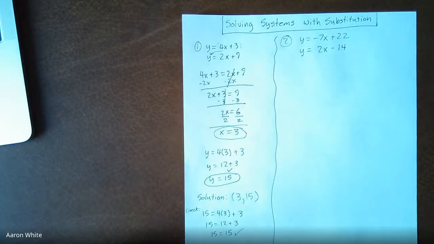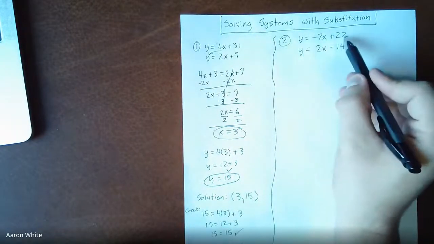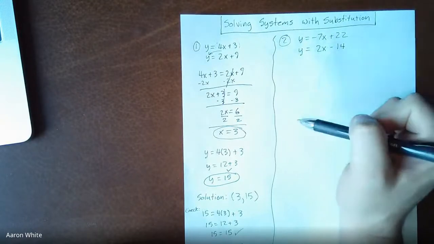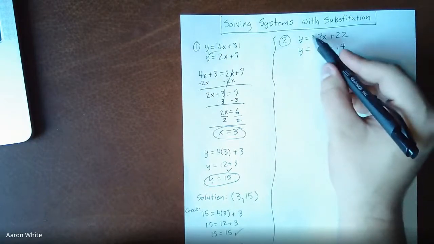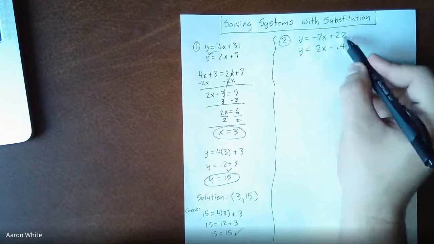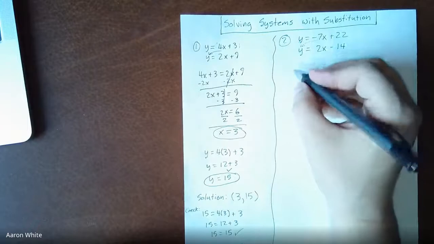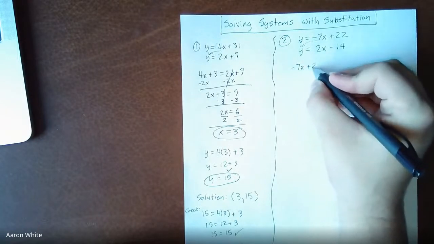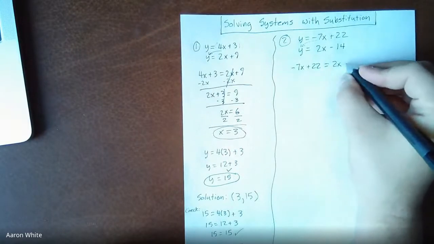All right, so to solve this problem, again, we're using the same method of substitution. We know that y equals this stuff and y equals this stuff. So we know that these two quantities must be equal to each other. That's essentially saying if y equals all of this stuff, we're plugging all of that stuff in for y here, or vice versa. And so what we'll end up with is negative 7x plus 22 equals 2x minus 14.